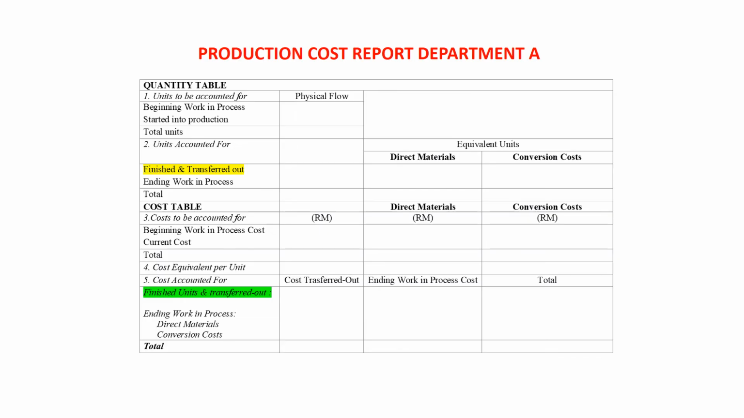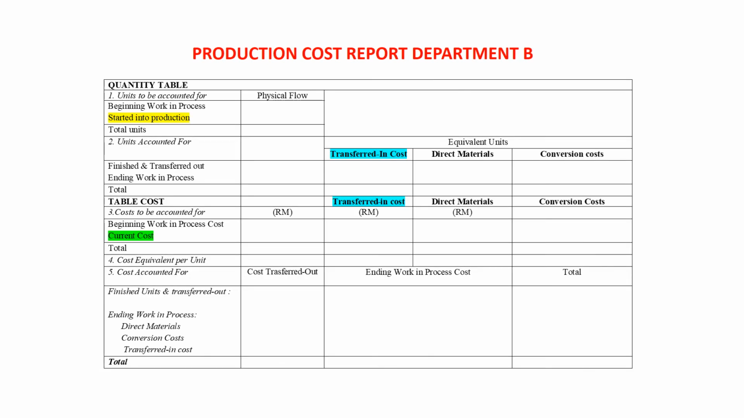This is the format for the production cost report for Department 1 or A. Production cost report Department B. This is the format for the production cost report for Department 2 or B. Pay attention to the started units in the production here. The amount of the units is brought from the finished and transferred out previous department.